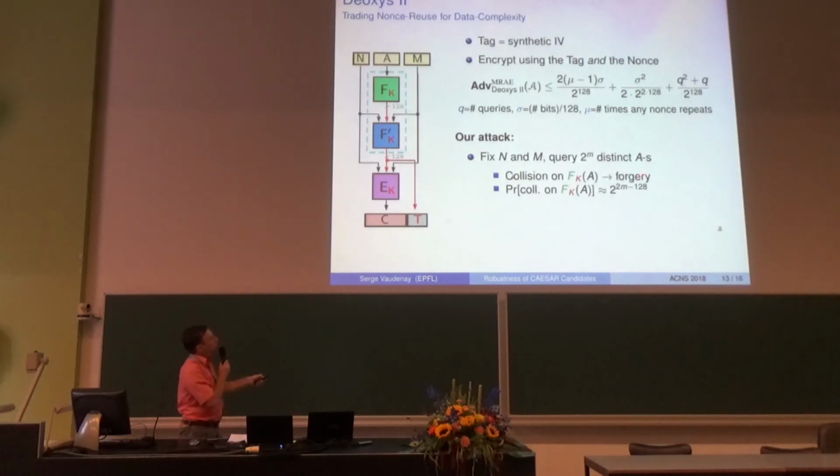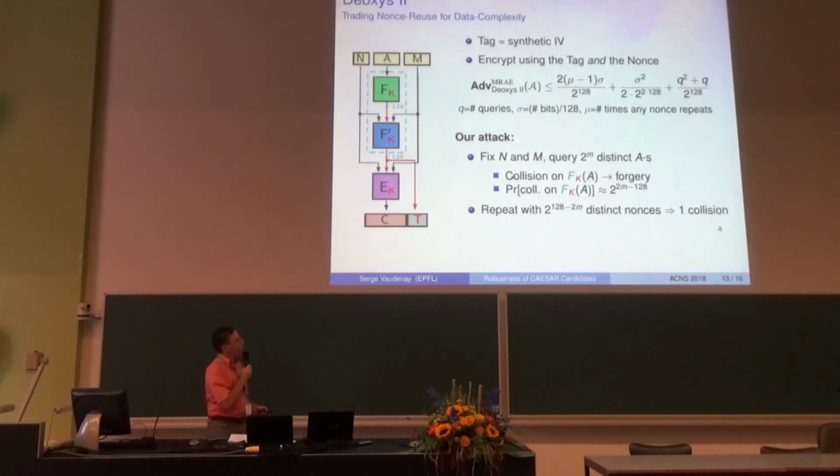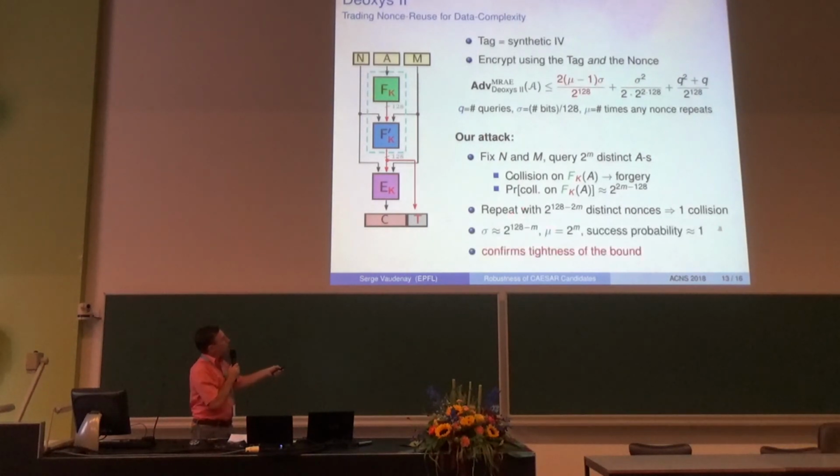Essentially, the probability to find a collision with 2 to the n repetitions is 2 to the power 2n minus 128, due to the birthday paradox. So if we have this probability of success, we need to repeat these attacks 2 to the power 128 minus 2n times, and eventually we find a collision. So with this attack, you obtain a data complexity which is the number of repetitions multiplied by the number of queries, so it's 2 to the 128 minus m, and we have a number of repetitions per nonce, which is 2 to the power m.